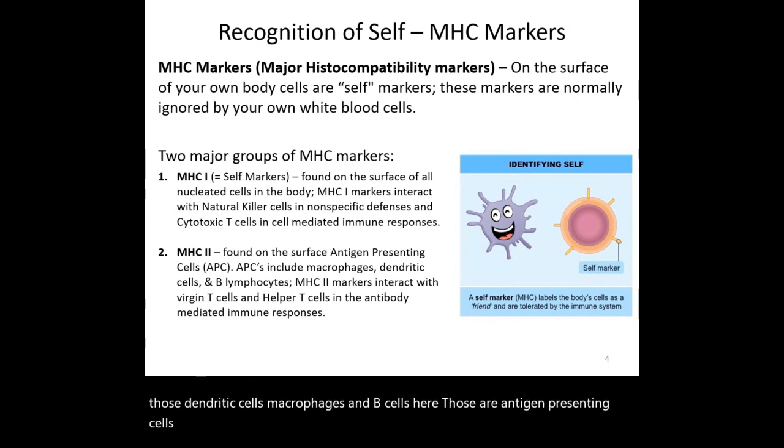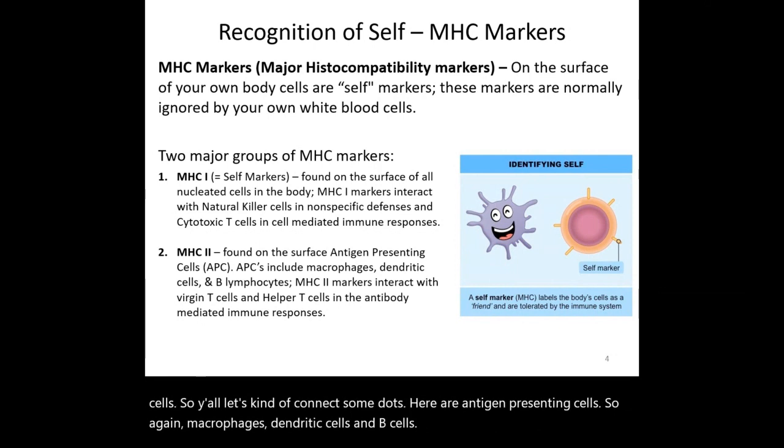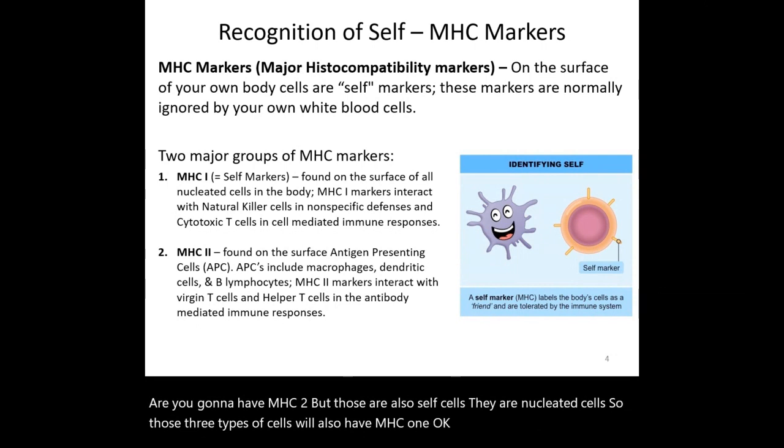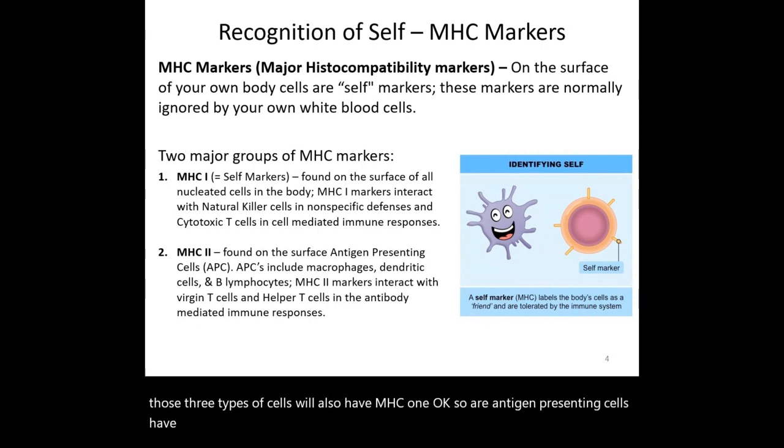So y'all, let's connect some dots here. Our antigen-presenting cells, so again, macrophages, dendritic cells, and B cells are going to have MHC2, but those are also self cells. They are nucleated cells. So those three types of cells will also have MHC1. Okay, so our antigen-presenting cells have both MHC1 and MHC2.